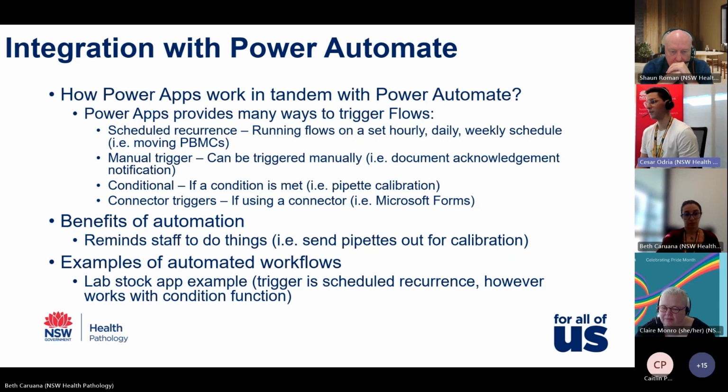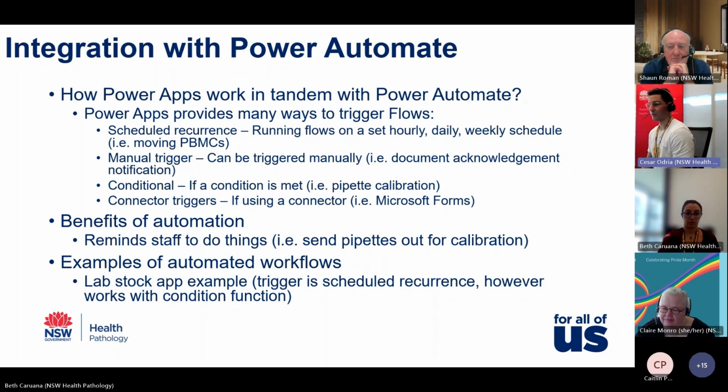So benefits of automation, it reminds staff to do things like sending pipettes out for calibration. I can just update the date that pipette has been calibrated and then forget about it. And then a year later, I'll get a Teams message saying this pipette is due for calibration. And I'll just find that pipette and send it out.